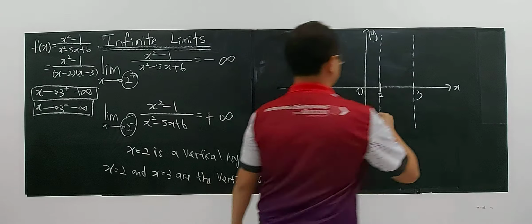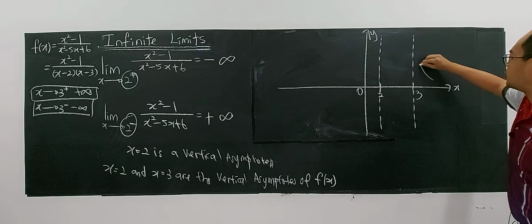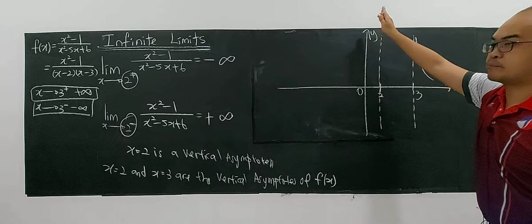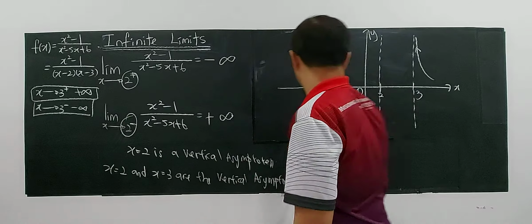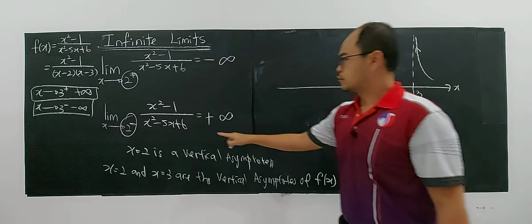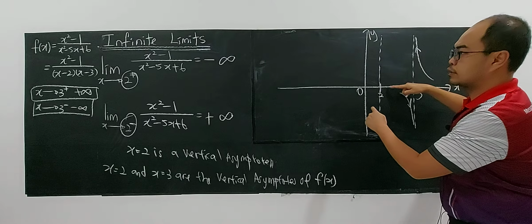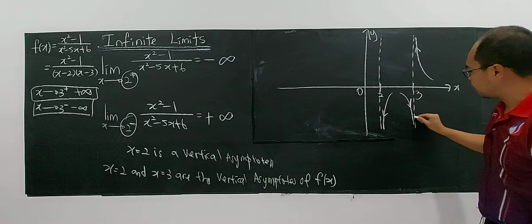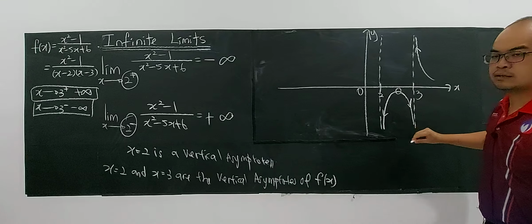So 3 plus, from the right, you are getting positive infinity. Going up means positive infinity, the value of y is very big. When 3 minus, from the left, it is negative infinity. So the graph goes down, right? How about when 2 from the right? From the right of 2, the graph goes to negative infinity. So can you see that something happens here?